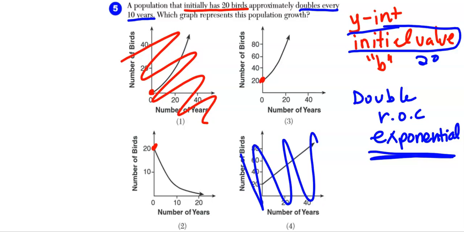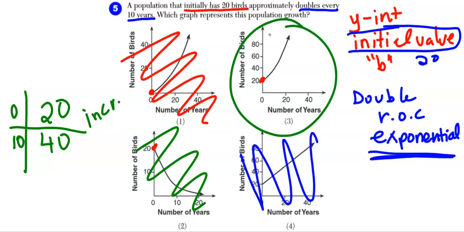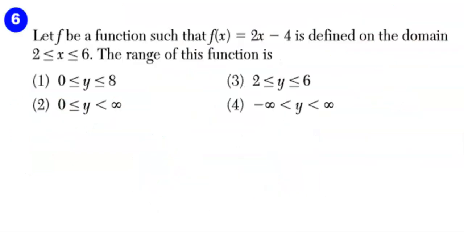Now it also says that the population doubles every 10 years. That means that if I start at 20 birds, then every 10 years I'll double. So in 10 years I would have 40 birds. That means I am increasing. So this one can't be right. That makes option number 3 the correct choice.